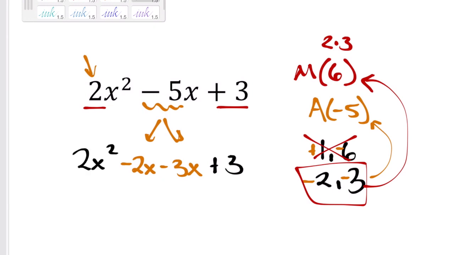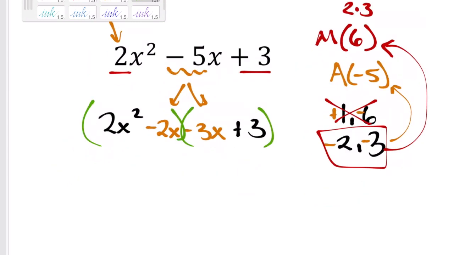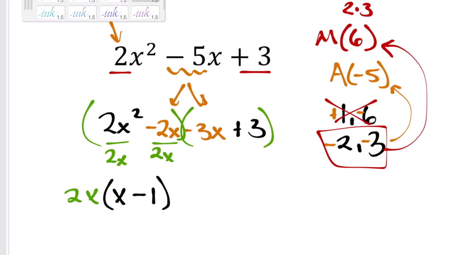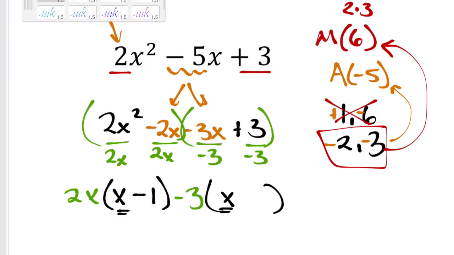Now I can do my grouping, taking out a 2x from the first, and a negative 3 from the second, and I'm taking out a negative 3 here because I do want these inside parts to match. So if I started off with a positive x here on the inside, I want a positive x here as well. The only way to make that first term positive, since it's negative 3, is to take out a negative. So now my insides match.